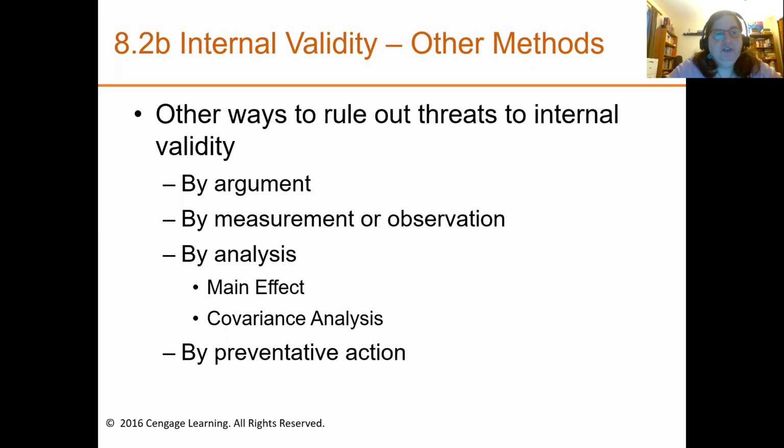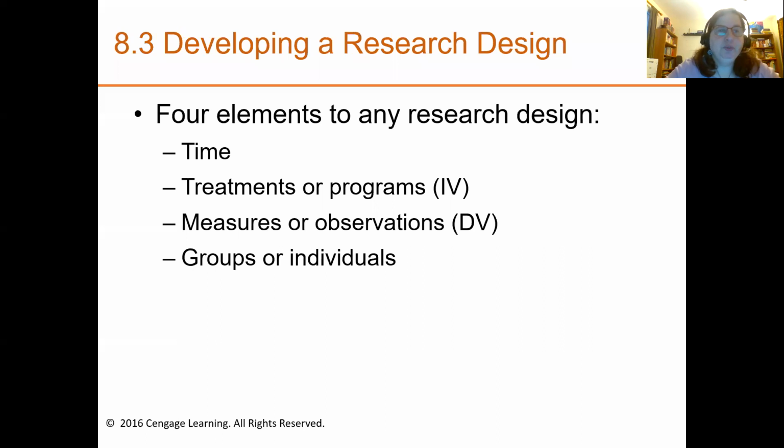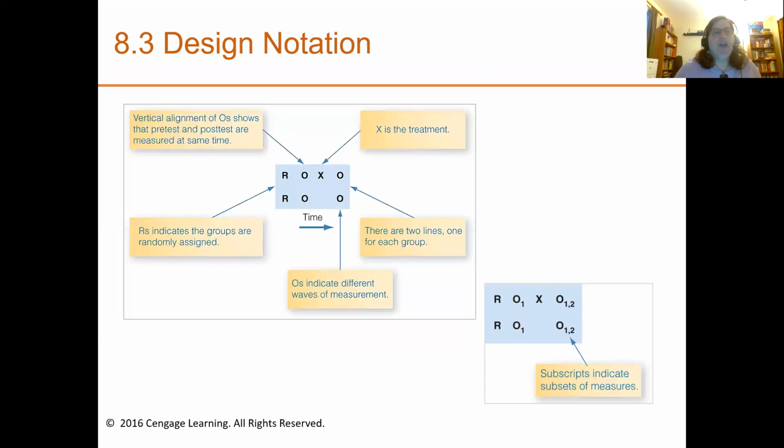And sometimes you can take preventative action, for example, try to prevent some of these items from happening by not adding an instrument to your already fixed survey and making it different across experimental and control, or making it different between pre-test and post-test. So we talked about this. Now I want to get into a little bit about design notation.